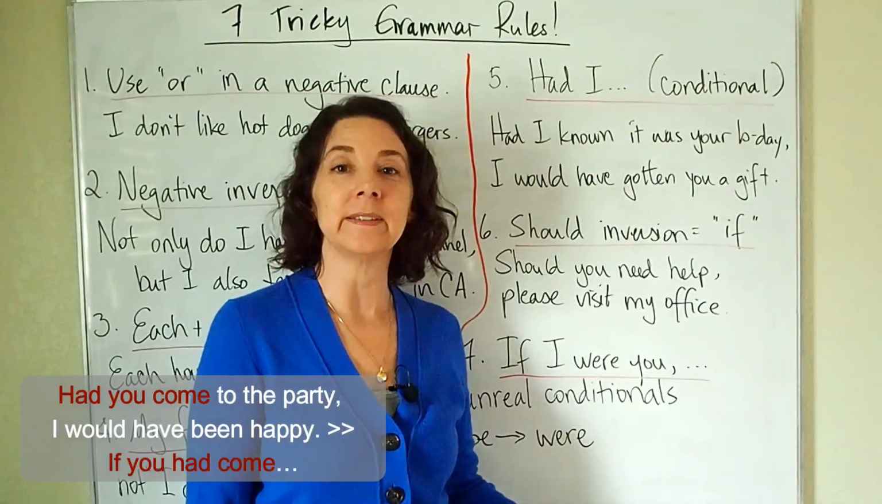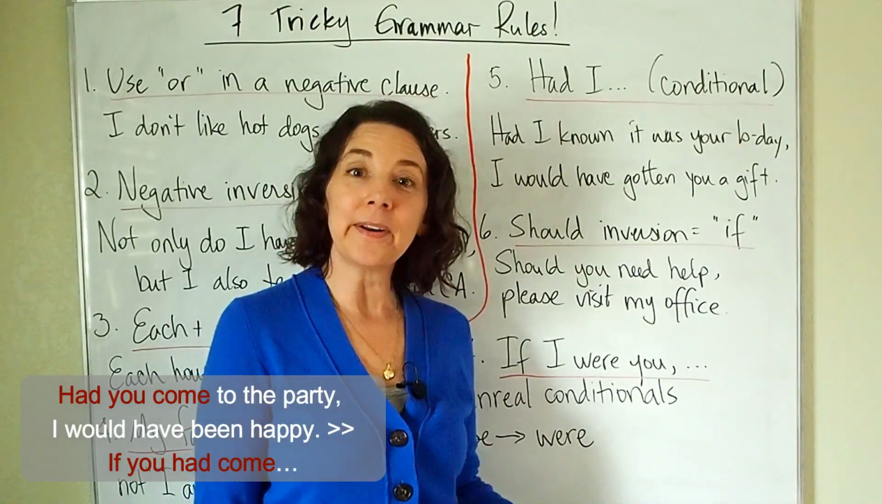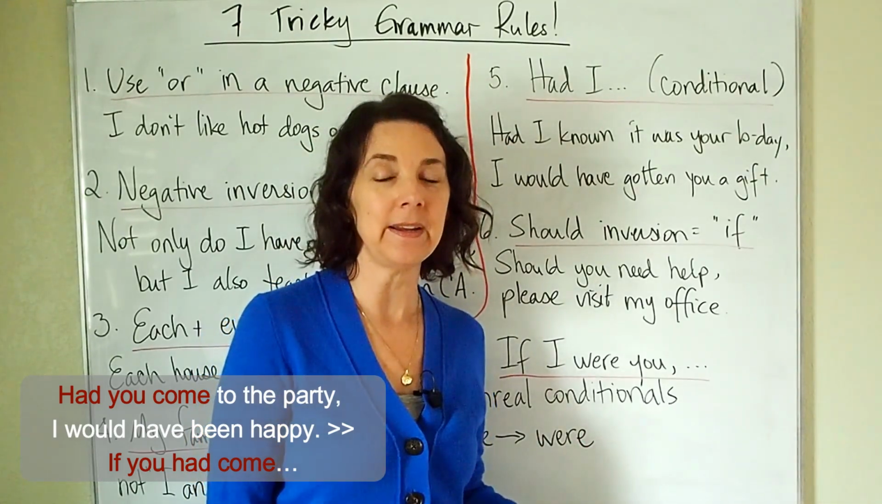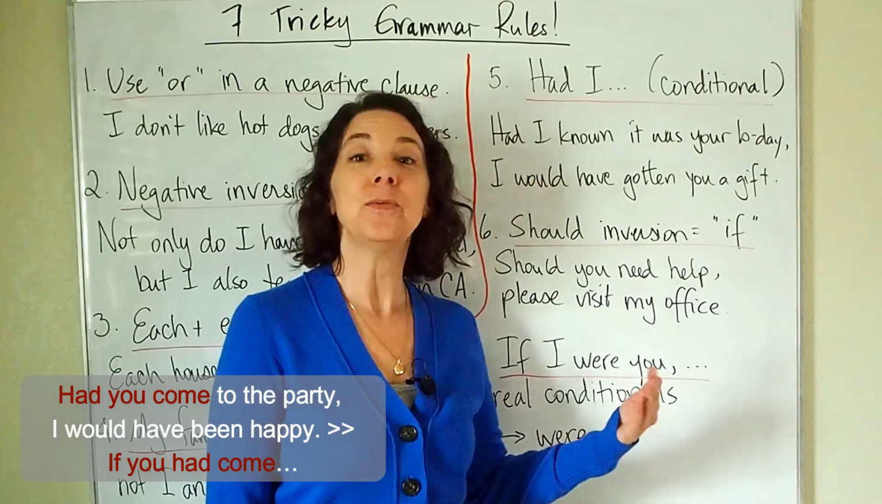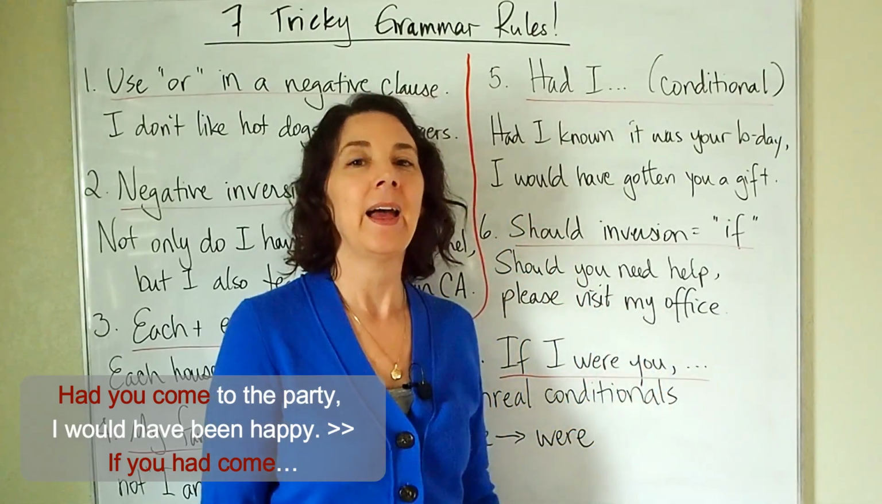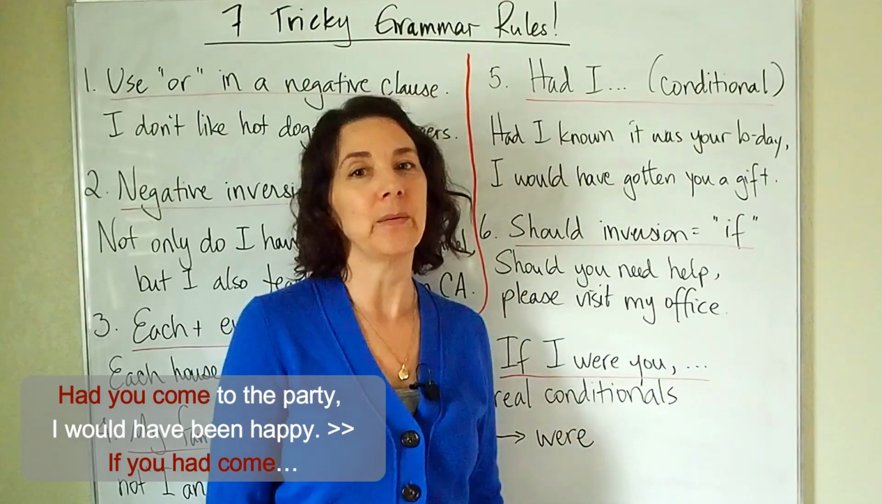Another example is, had you come to the party, I would have been happy. Meaning, if you had come to the party, I would have been happy. You didn't come, but I'm imagining if you had come. Had you come to the party, I would have been happy.